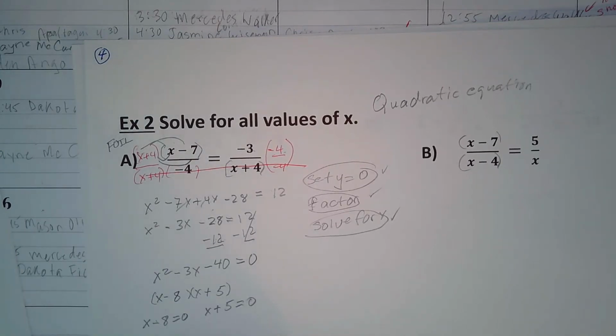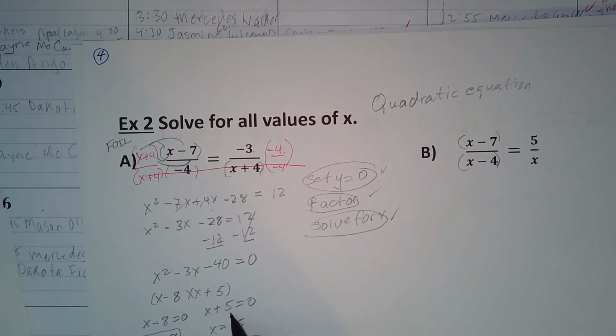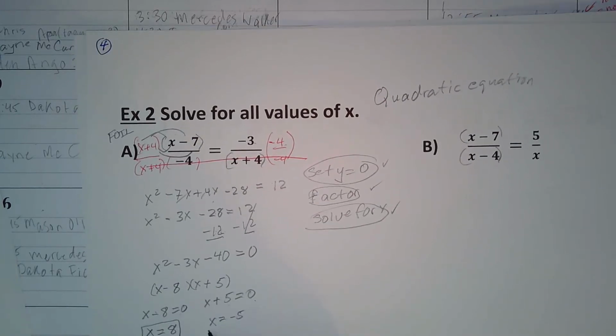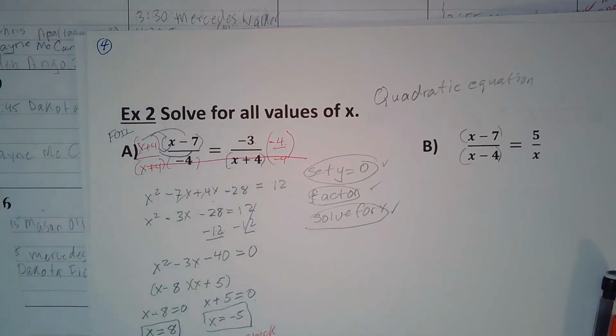So when I solve this, I'm going to add 8 to both sides, so I get x equals 8. So that's one of my solutions for x when y is 0. And over here, I'm going to get x equals negative 5, because I would be subtracting 5 from both sides. So those are my two solutions. Now, we want to check these, because you can sometimes get an answer that is not going to be usable. It's an undefined answer.